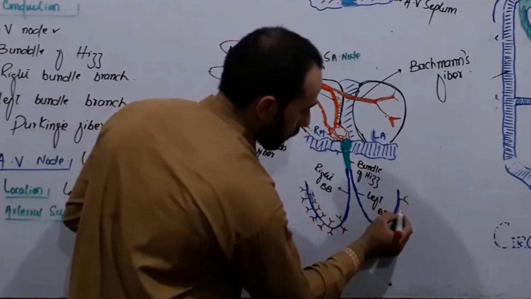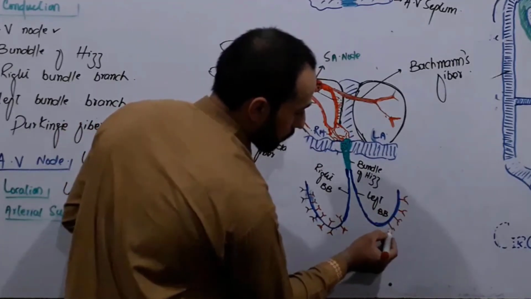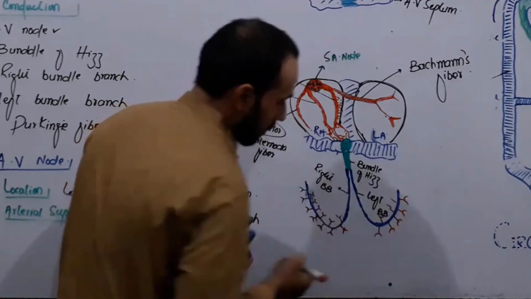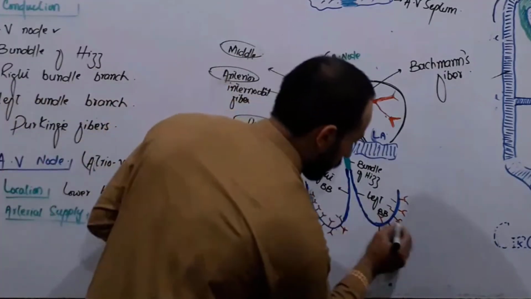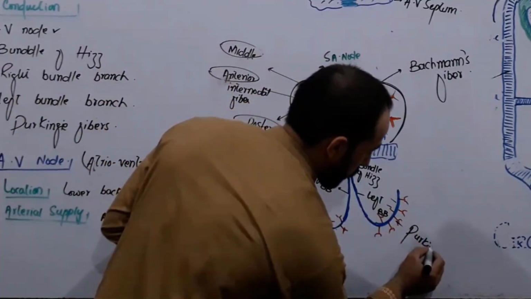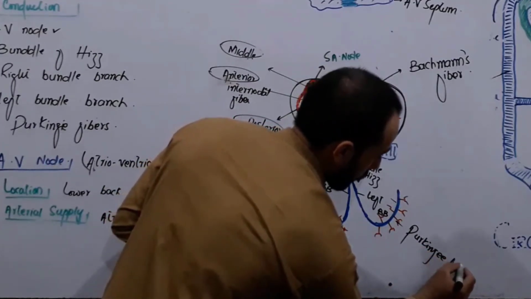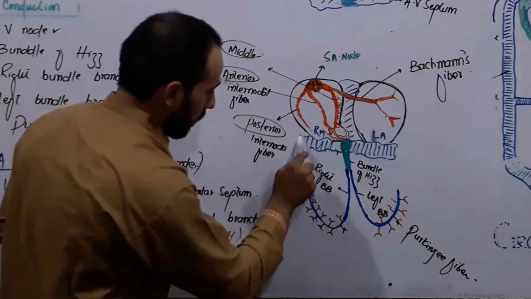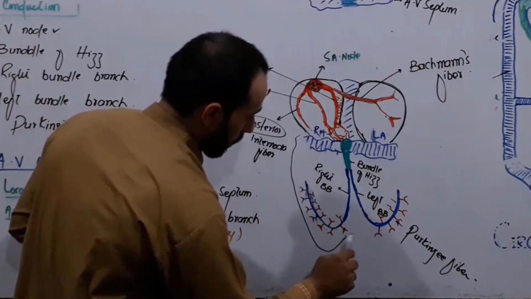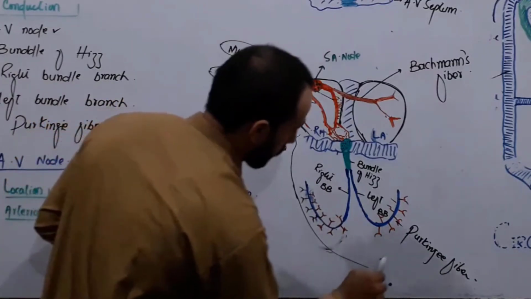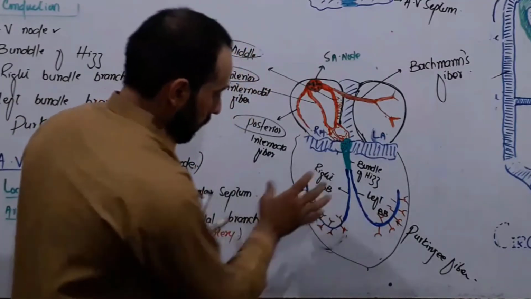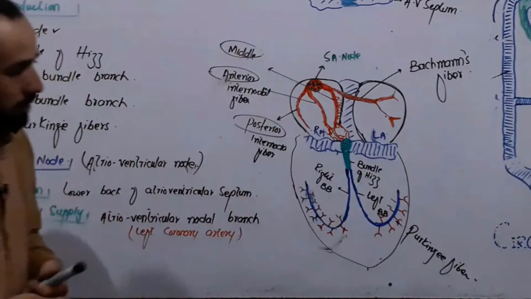Here also these small branches spread to conduct the current towards the myofibrils of the heart. So these are called the Purkinje fibers, and we are done with all of them. Clear? Okay, if I complete my diagram here, this is our full heart, and this is our right ventricle and this is our left ventricle.